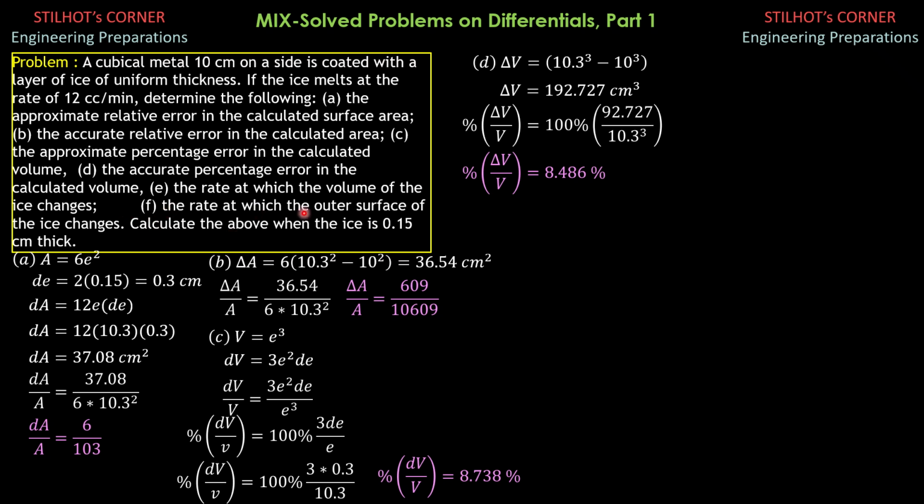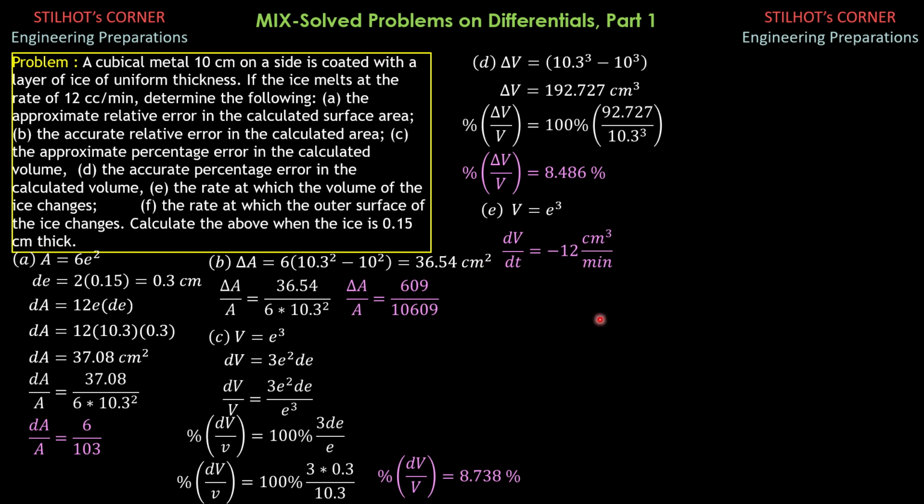Letter E, the rate at which the volume of the ice changes. Actually, it is given because the ice melts. This is negative 12 cubic centimeters per minute. So that's the volume; dV over dt, the time rate of change of volume, is negative 12 cubic centimeters per minute. So it's also the rate at which the ice melts, with sign of course.